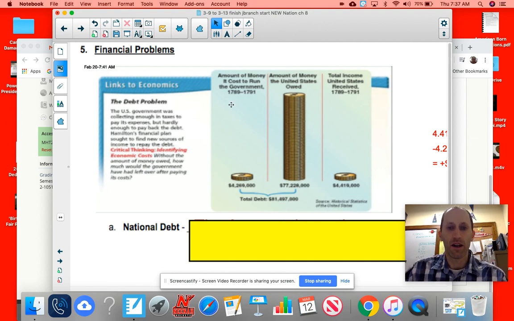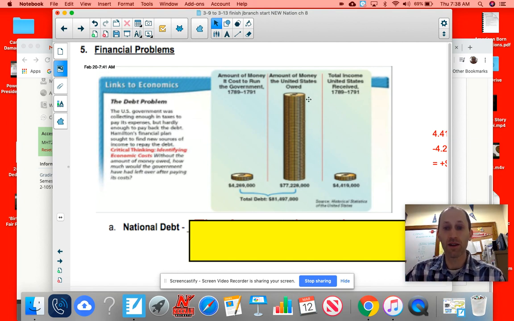We can clearly see right here that the amount of money to run the government was about $4.269 million. Pretty cheap in today's standards. Back then, a lot of money. The amount of money that we owed because of the war was about $77.5 million. Not good. Here's our income. $4.419 million. So income needs to be bigger than what the cost is to run government.